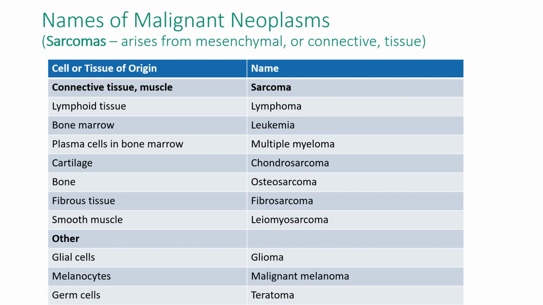Sarcomas are the troublemakers of the connective tissue world. Rarer than carcinomas, but often more aggressive. Sarcomas arise from mesenchymal tissues, so bone, cartilage, muscle, and fibrous tissue. Histologically, sarcomas tend to be highly cellular, show spindle-shaped or bizarre cells, have minimal organization, and invade aggressively.